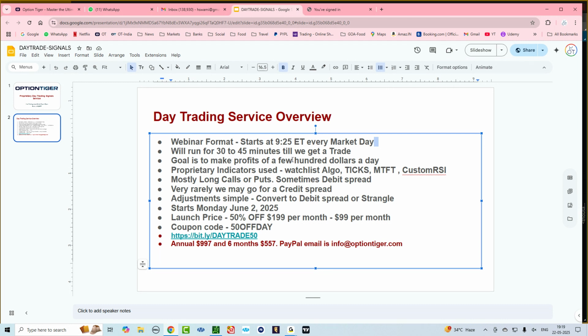Then it'll be a worthwhile service. We use proprietary algos and indicators. As you can see, the watch list algo gives us a filter of the good candidates, SPX ticks, the MTFT, as well as the custom RSI.